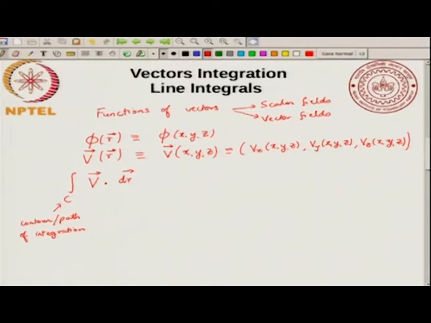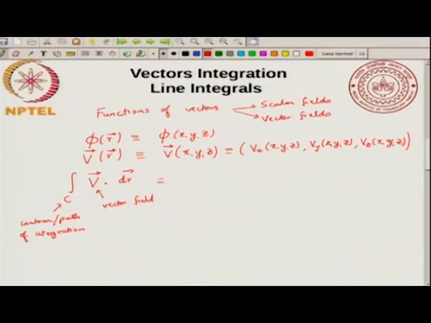Now, notice that since r is a vector, dr will also be a vector. And what we did is we took a vector field, and you dot the vector field into dr, because the vector field has various components, you dot these with the various components of dr. So this is the typical line integral that we will be talking about. If you want, I can expand this out.